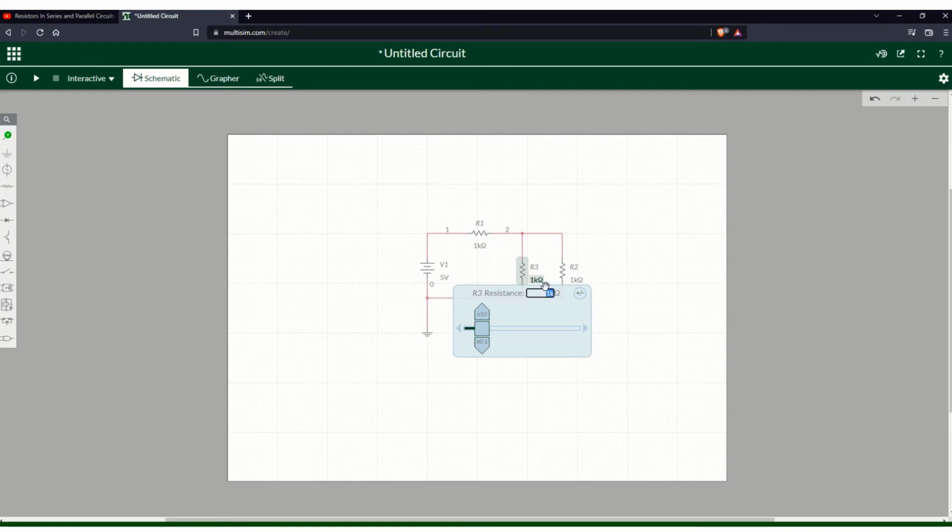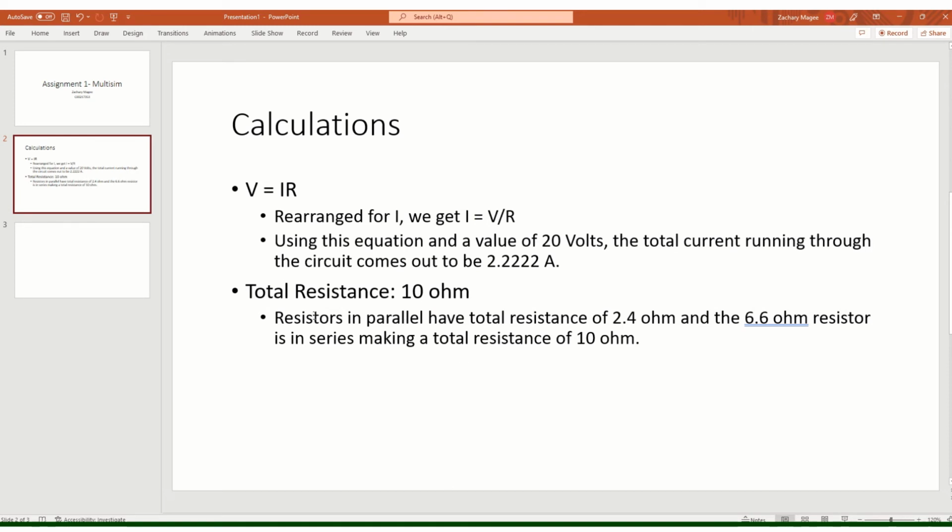For the first resistor, I want to make these come out to 6. Sorry, I was trying to remember exactly what I did, but if I do 6 and 4, and then using the formula for the equivalent resistance for resistors in parallel, you'll get 1 over 6 plus 1 over 4 raised to the negative 1, which comes out to 2.4 ohms, which I have shown right here. So the resistors in parallel have a total resistance of 2.4 ohms.